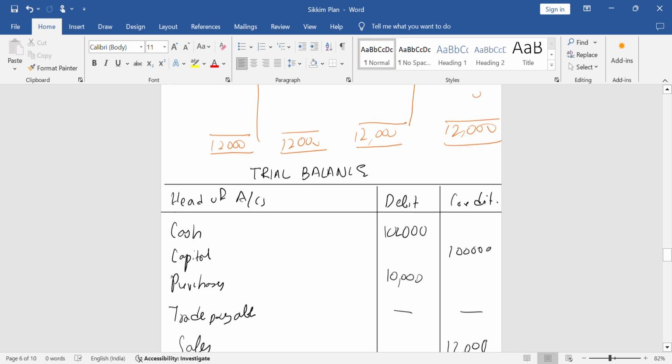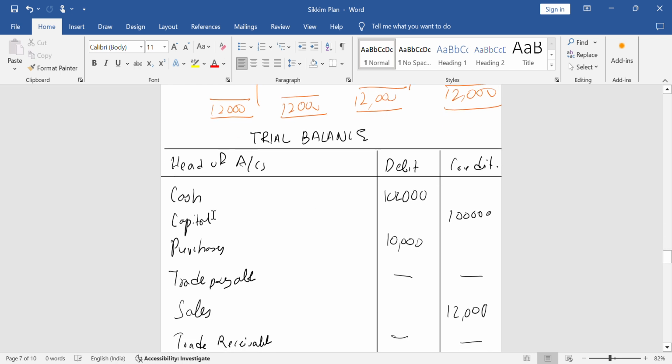See, trial balance, cash account. You remember the amount left there was 1,02,000 rupees. So I used it here. Cash account is debited. Cash is an asset. Generally, assets are to be debited only. So we will show it on the debit side.